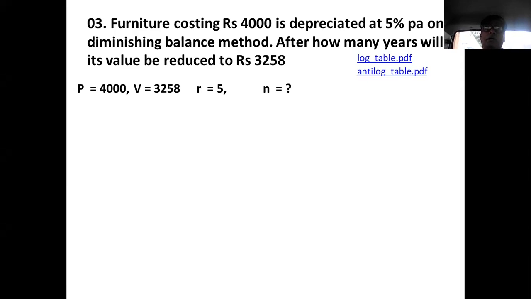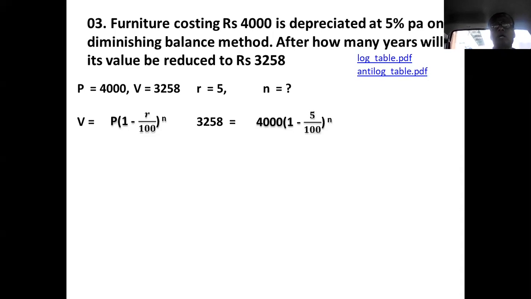In the compound interest method, here also we calculate the n value. So V is equal to P in the bracket 1 minus R by 100 raised to n. This is the equation. If you fill the values in this equation, 3,258 is the V value, then P value is 4,000, 1 minus R is 5, 5 divided by 100 raised to n. N value is not given in the problem.